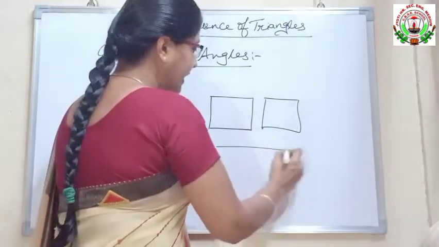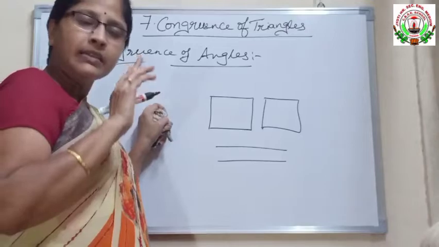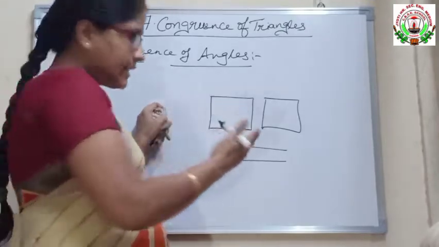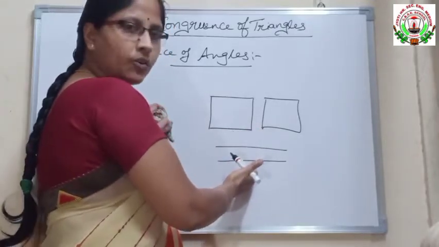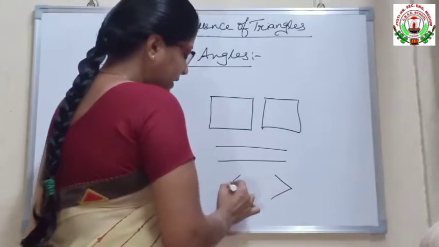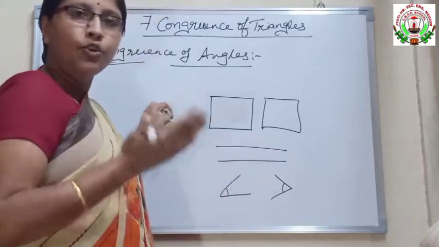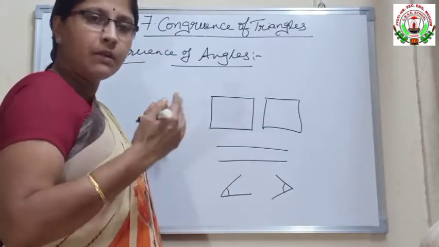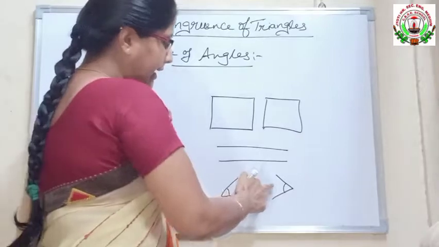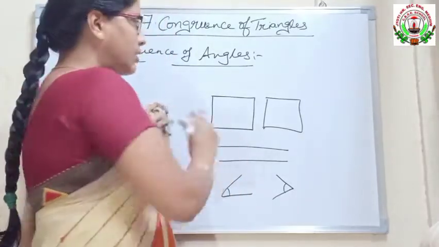Next we have learned line segments. If both line segments have the same length, we can say that these two line segments are congruent to each other. Next we have learnt the angles. When the two angles are equal, no need of seeing the arms, whether the arms are big or small. When the angles are the same, we can say that these two angles are congruent to each other.